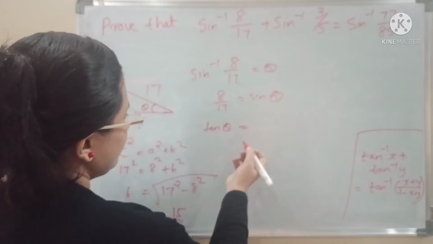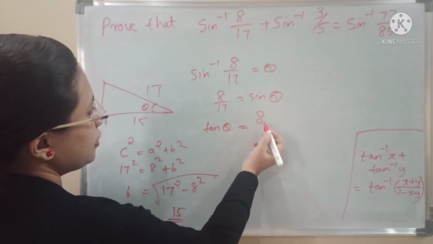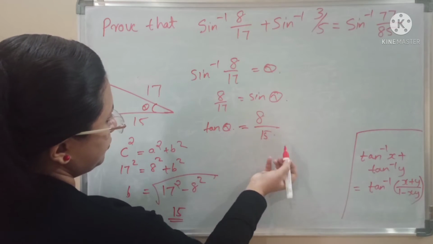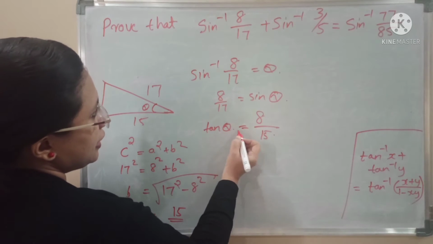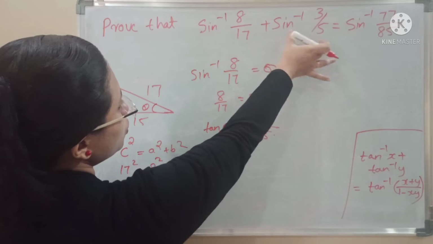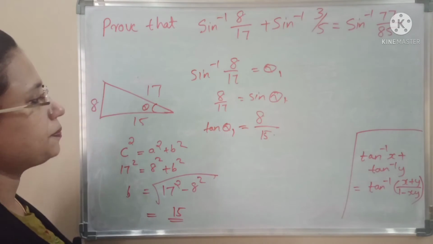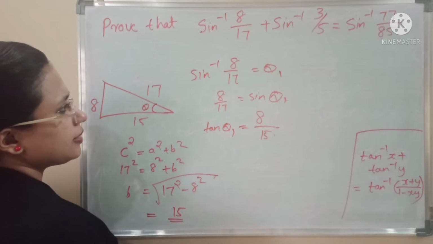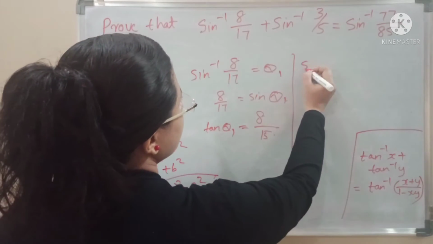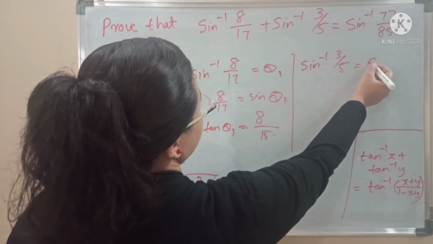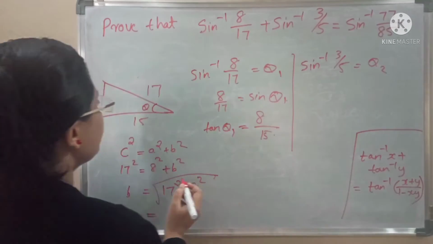So tan theta will be opposite side by adjacent side. We can term this theta as theta 1. Why? Because we have two sine inverse functions. So we got tan theta 1. Similarly, how to find out sine inverse 3/5? Same way we can find out.